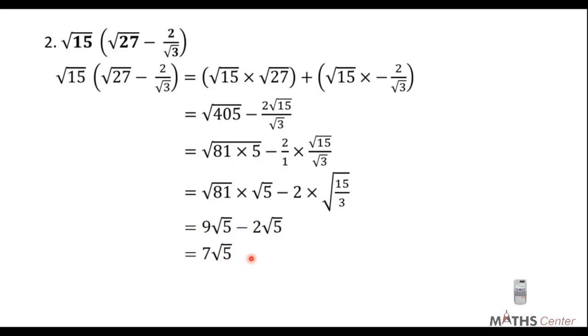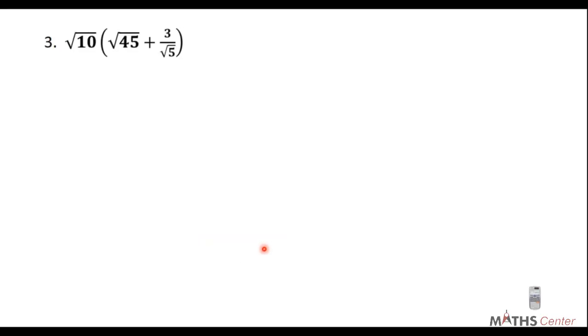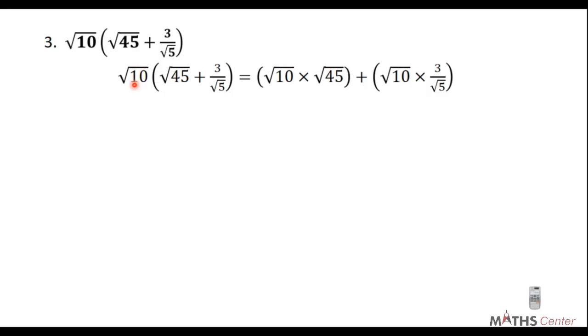We have done a lot of addition and subtraction in these videos on surds, so you should be conversant with these operations now. Let's look at the next one. We have square root of 10 into bracket square root of 45 plus 3 over square root of 5. So once again, we use the distribution rule. So we distribute what is outside the bracket over what is inside the bracket. So we have square root of 10 times square root of 45 in one bracket, then plus square root of 10 times 3 over square root of 5.